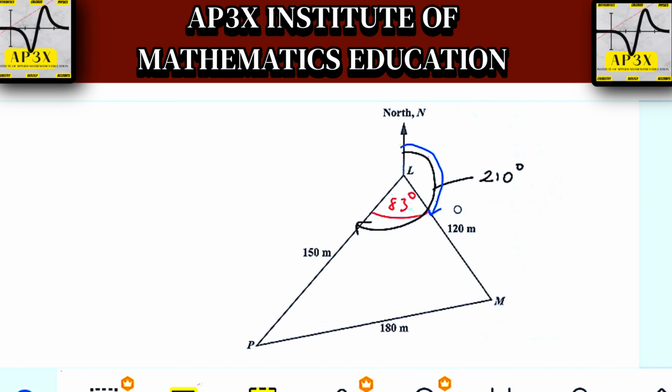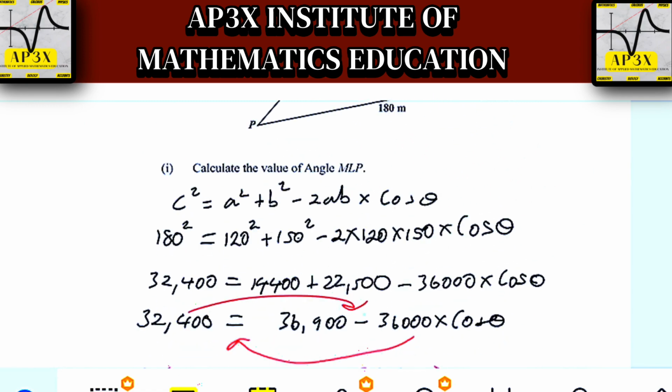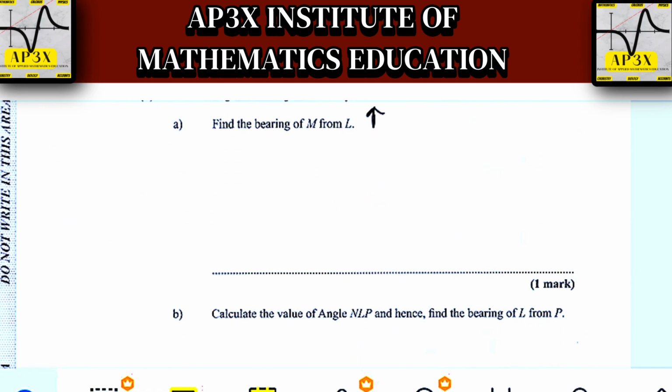Now, for this one here, since we know that the full angle is 210, and a part of it already, excluding the bearing of M from L, then this is very simple: we can just subtract the 83 from 210. So that wasn't challenging, it's just 1 mark. Therefore, it's going to be 210 minus 83 degrees. Let's double check, 210 minus 83, that's 127 degrees. And it sounds reasonably correct, and it looks reasonably correct.